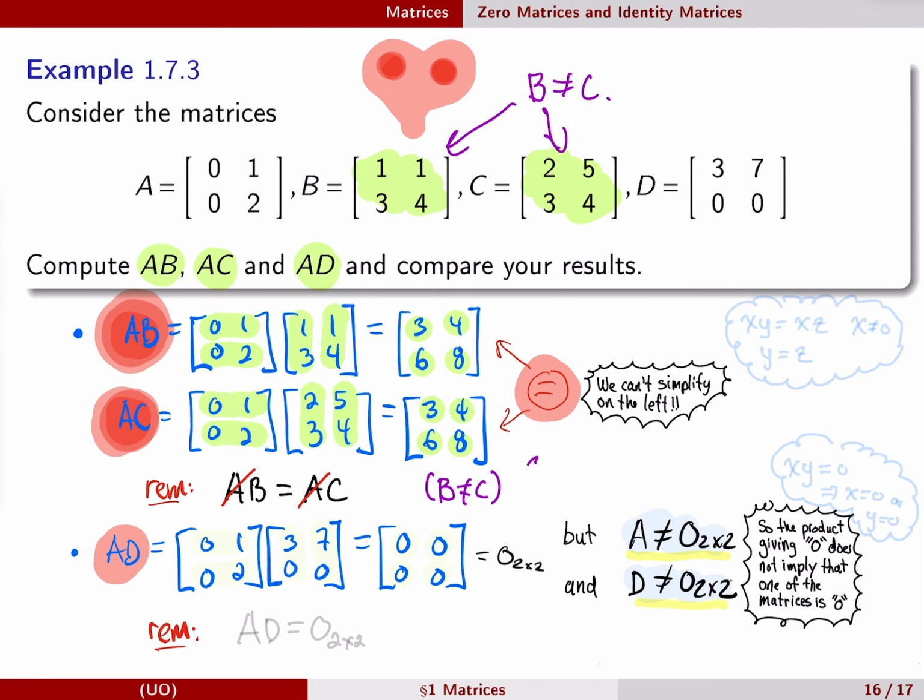So we're so used to, for example, for real numbers, if you have an equation where you say, well, xy is equal to xz. If x is not 0, then you know that y is equal to z. So you are allowed to divide by x on both sides. And the only way that xy is equal to xz is if and only if y is equal to z.